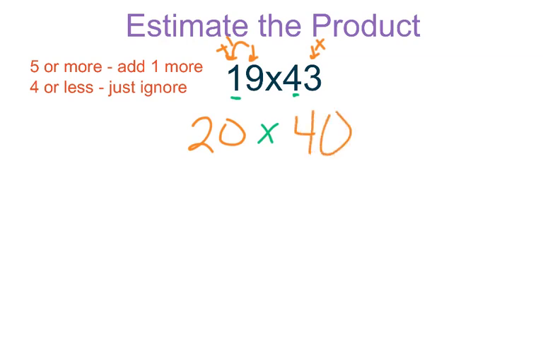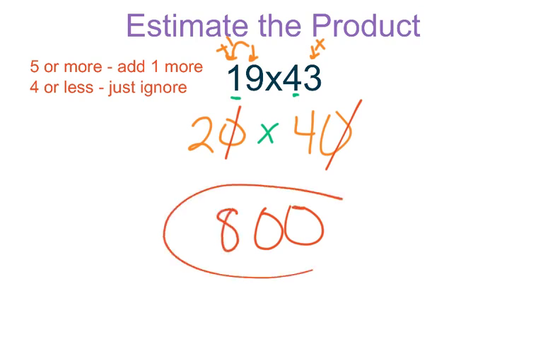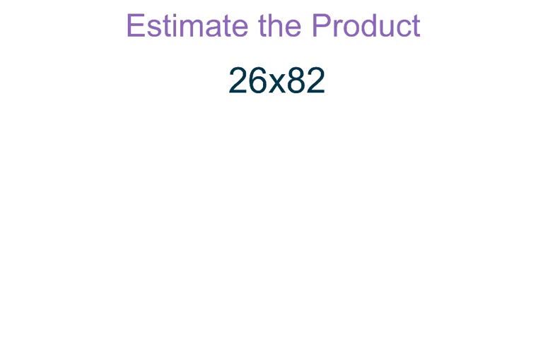Then all we do is multiply like we did in the last lesson. We're going to cross those two zeros out, put them down where our product would be, and when we multiply 2 times 4, we get 8. So our product in terms of our estimation, we did not find the actual product, but we found our estimate. So our estimate for 19 times 43 is 800. Let's estimate another one.